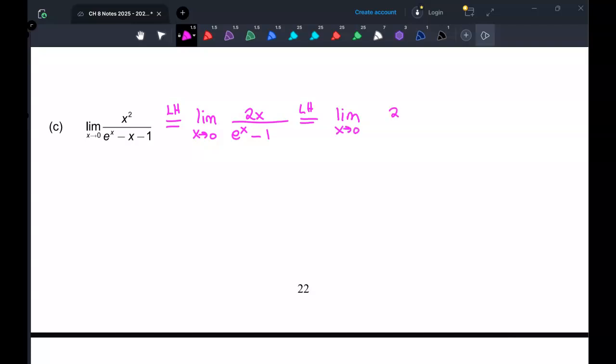So do the derivative of the top, we get 2. Derivative of the bottom, we get e to the x. Now we can evaluate. Well, we have 2 over e to the 0. Well, e to the 0 is 1. So we should just get 2 for that.